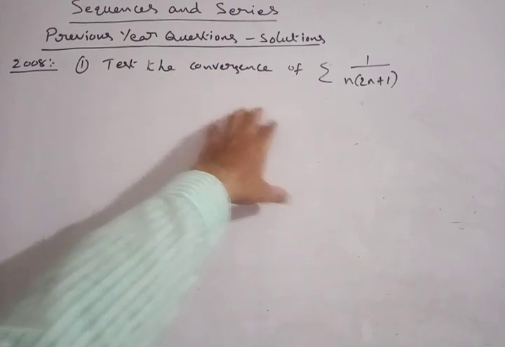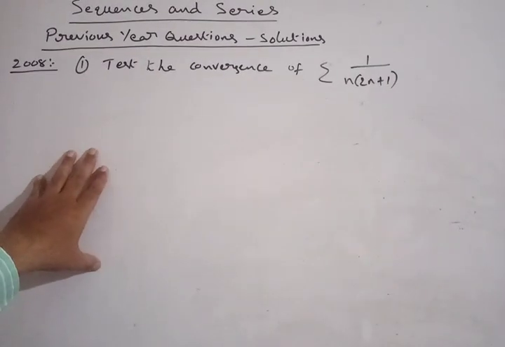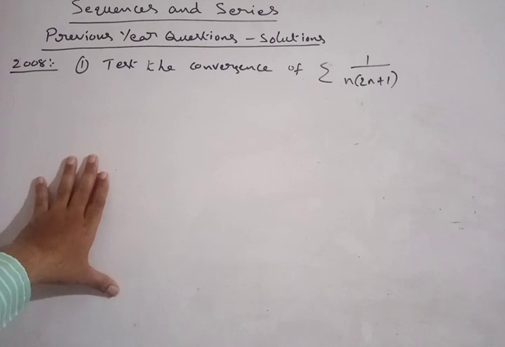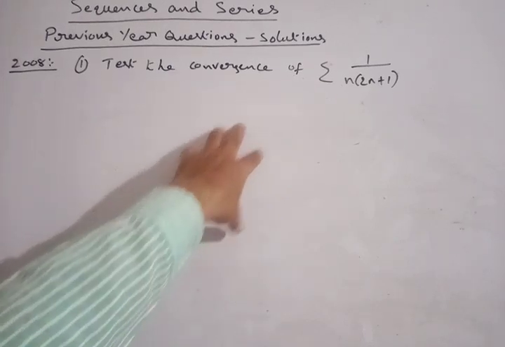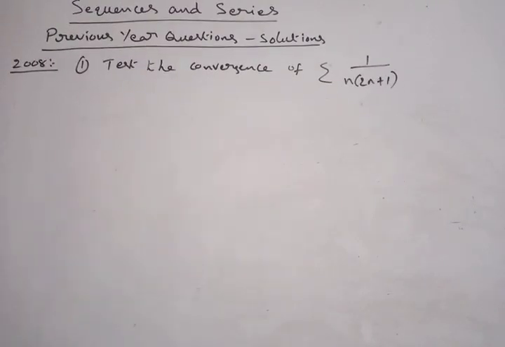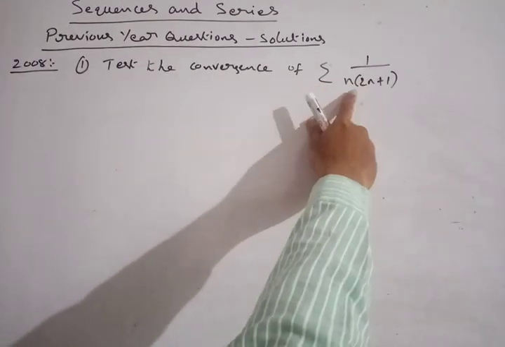In that, I am solving the easy problems first. So in 2008 he gave 8 questions in total, in different sets. So this is one question: test for convergence, sigma 1 by n into (2n plus 1), right?